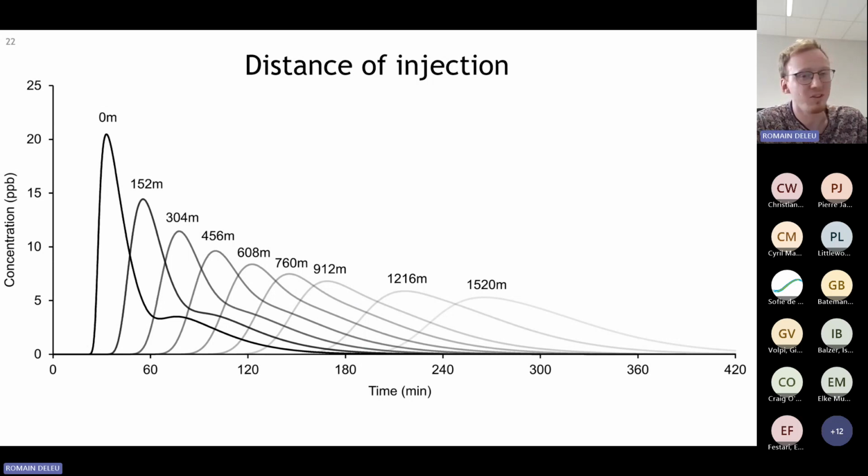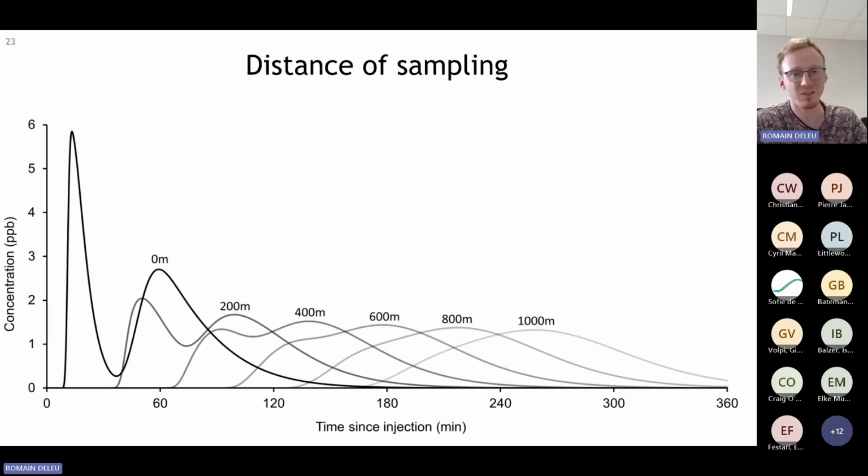This is the same for the distance of sampling, so the distance at which we place our fluorometer downstream. If we place it at 0 meter, so at the confluence, we get a clear double peak. And if we place it further downstream, the double peak becomes merged into one single peak, until at 800 meters, we do not have any sign that there is a double peak, in fact.